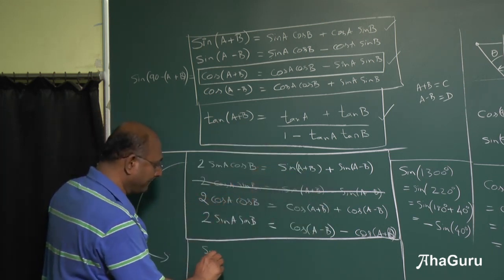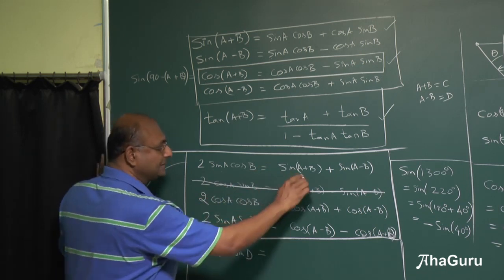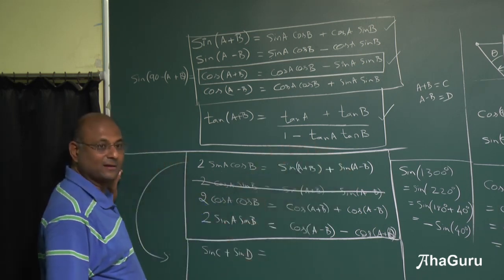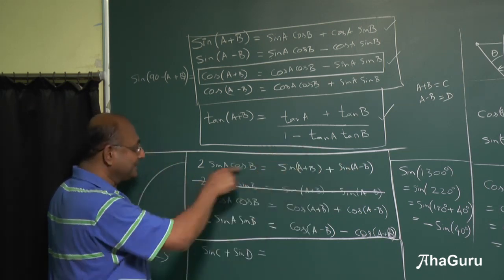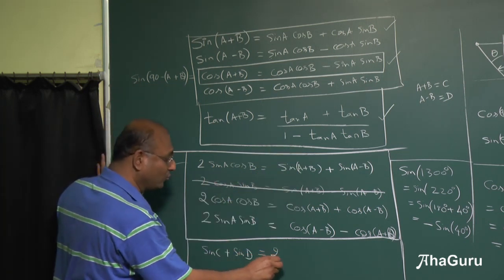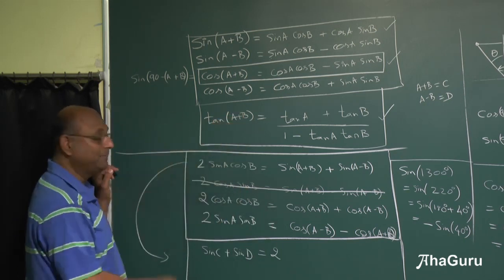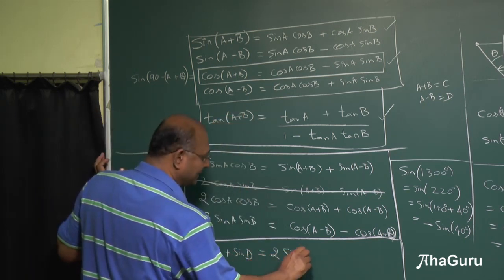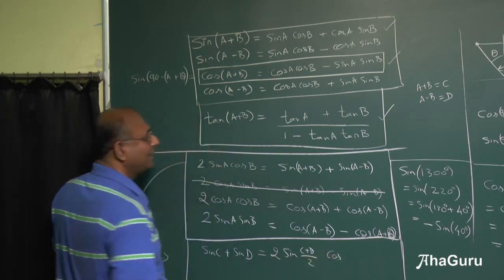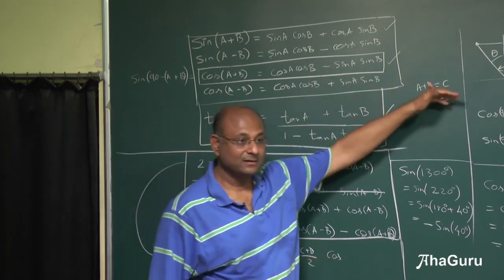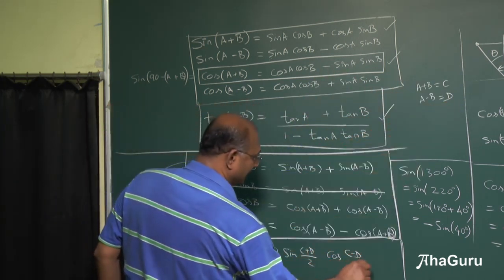Sin C plus sin D. Remember, A plus B was the C. A minus B is the D. But the answer is this. I already know the answer. So it is 2 times sine of A cos of B. But what is A? A is C plus D by 2. So sine of C plus D by 2 cos of, how do I get B? Subtract. So you will get C minus D by 2. Cos of C minus D by 2.